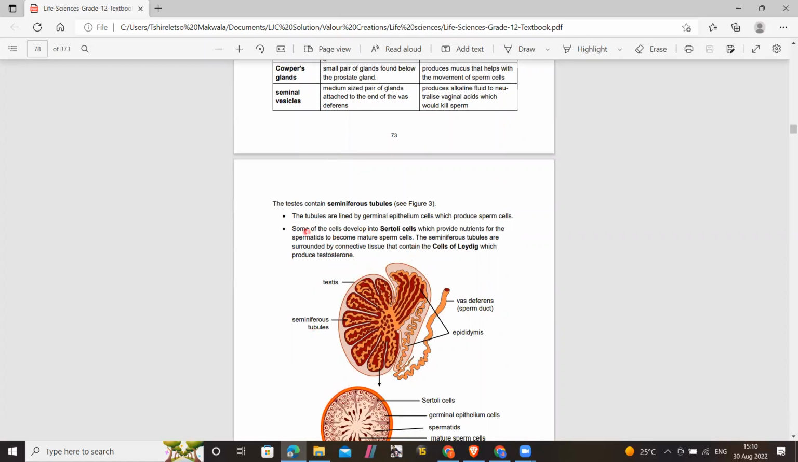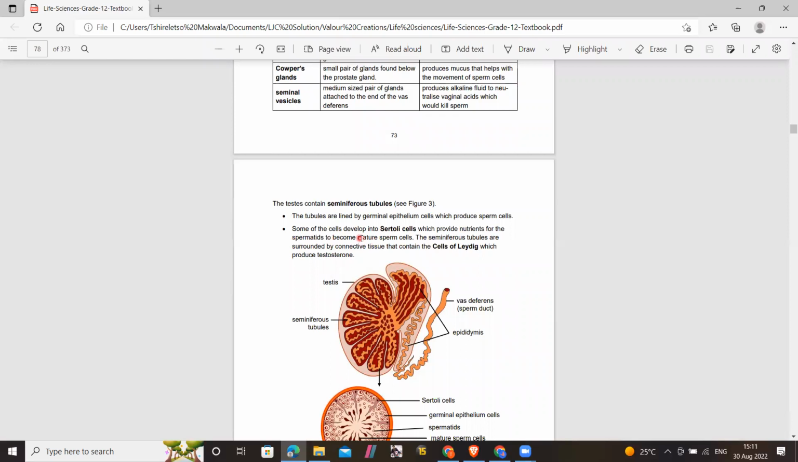The testes contain seminiferous tubules. It's these tubes, and they are called seminiferous tubules. They are lined with these germinal epithelium cells. These are just terms, and these terms you have to know, because they can ask you these terms.